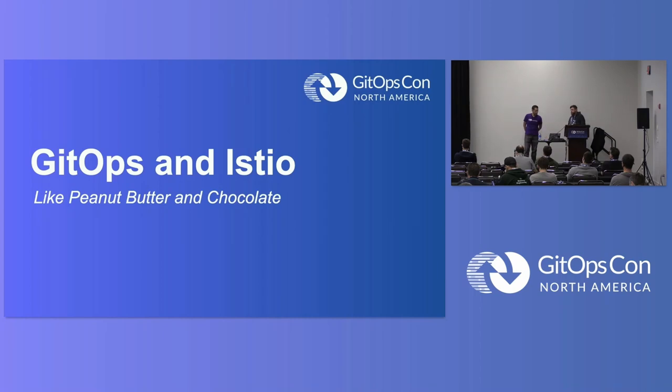Yeah, and like you said, since all these configurations to manage your service mesh are all just CRDs, YAML, that sort of thing, it's all Kubernetes native. It makes GitOps and Istio, like I like to call it, like peanut butter and chocolate, right? Goes better together, right? So as you can tell, I'm a big candy guy. It just goes better together, right?